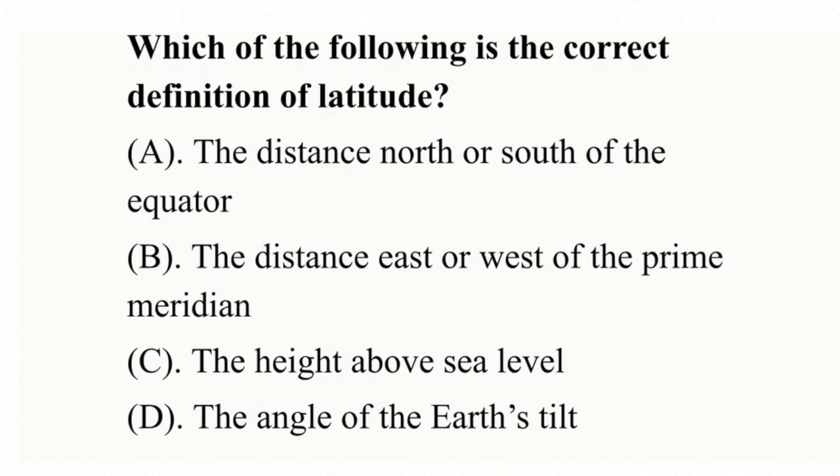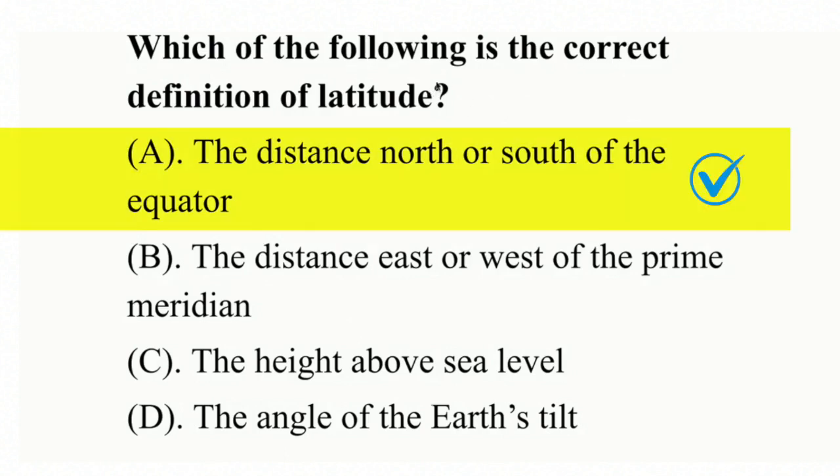How about letter C, the height above sea level? That refers to elevation, and we are again talking about latitude. And the final one, the angle of the Earth's tilt. The Earth's tilt is an axial tilt which causes seasons, but we are definitely talking about latitude. So the correct answer is A.